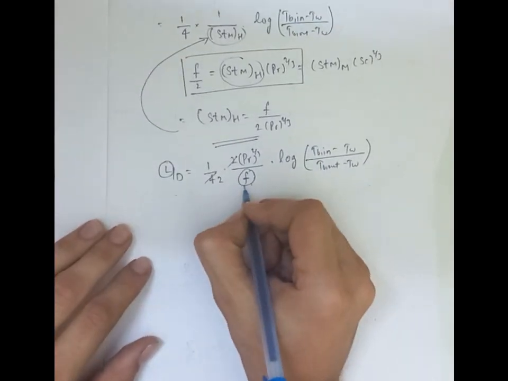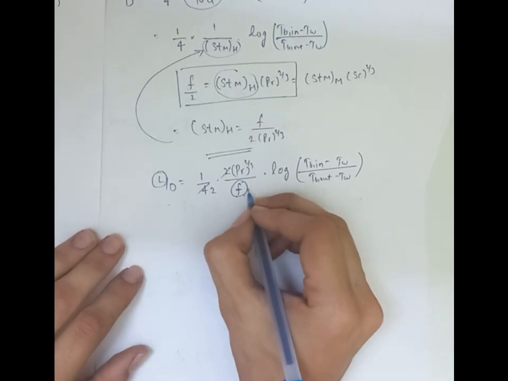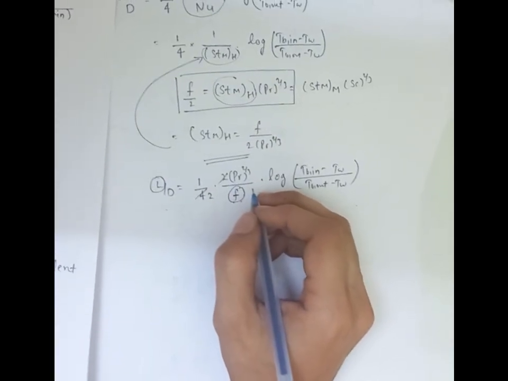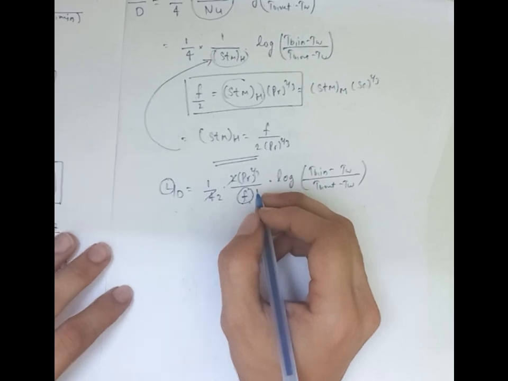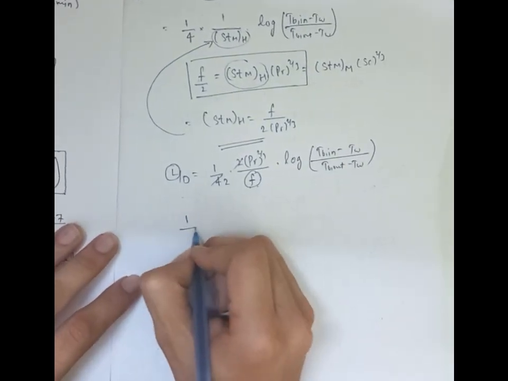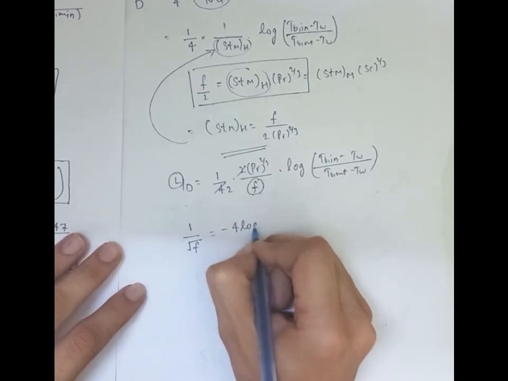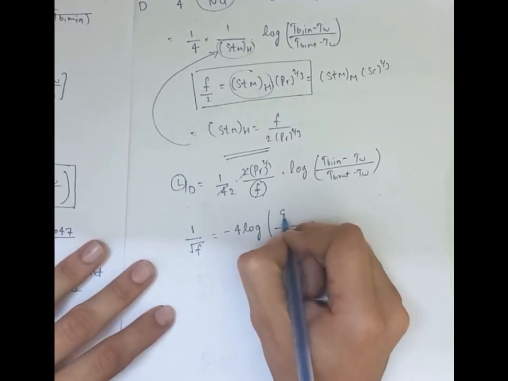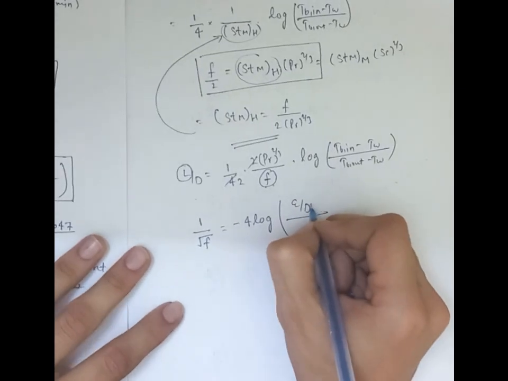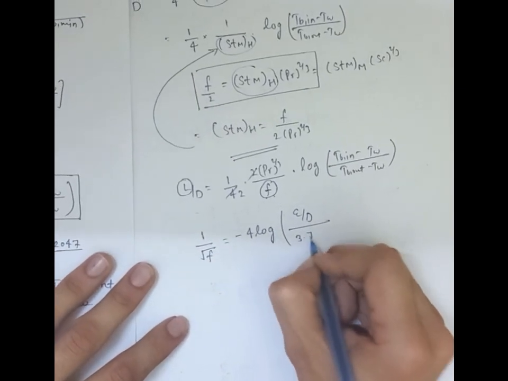Now we know that the relation of friction factor and our surface roughness can be analyzed by 1 upon root f is equal to minus 4 logarithmic of, and this is the surface roughness, the relative surface roughness, and some constant is there.